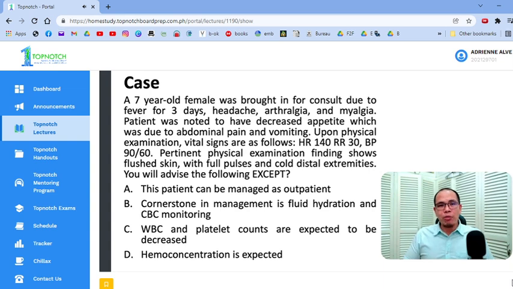You cannot manage this patient as outpatient. Why? You have a warning sign. You have abdominal pain. Other than that, ano pa? Your patient is in a form of compensated shock. Although your BP is normal, your heart rate is already elevated beyond normal, di ba? 7 years old, heart rate mo 140, mataas yan, di ba? What is our expected elevation of heart rate?